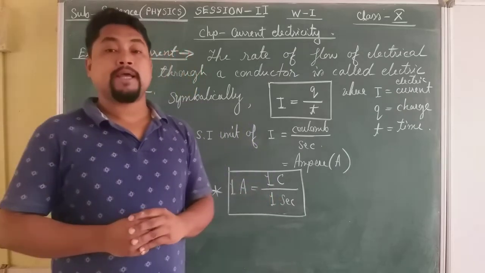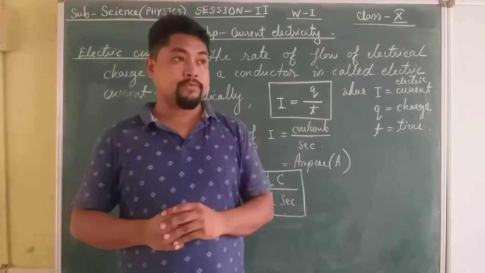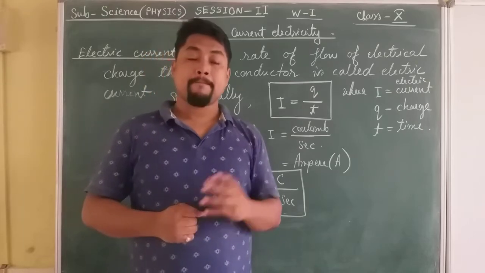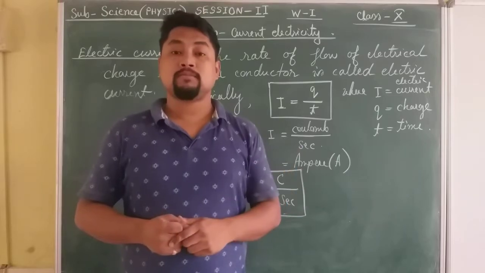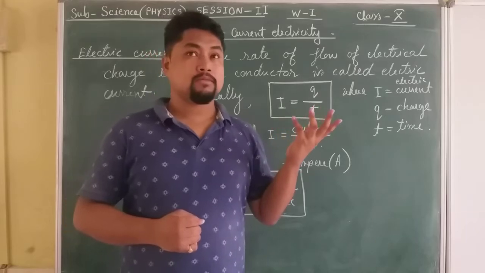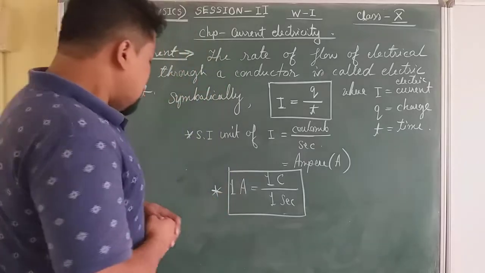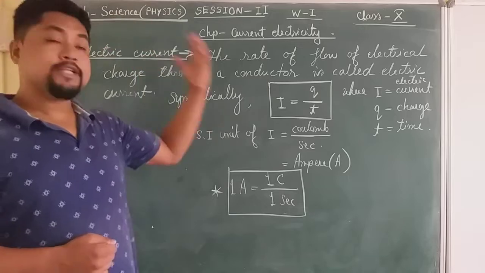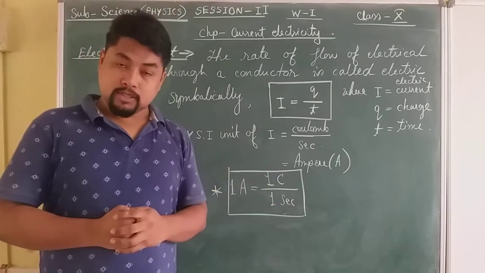It's called an electrical circuit. An electric circuit consists of some electrical components like a battery or a cell, connecting wire, voltmeter, ammeter, right? Rheostat, resistance, etc. So electric current is measured by an instrument called an ammeter, which is connected in series in the circuit.